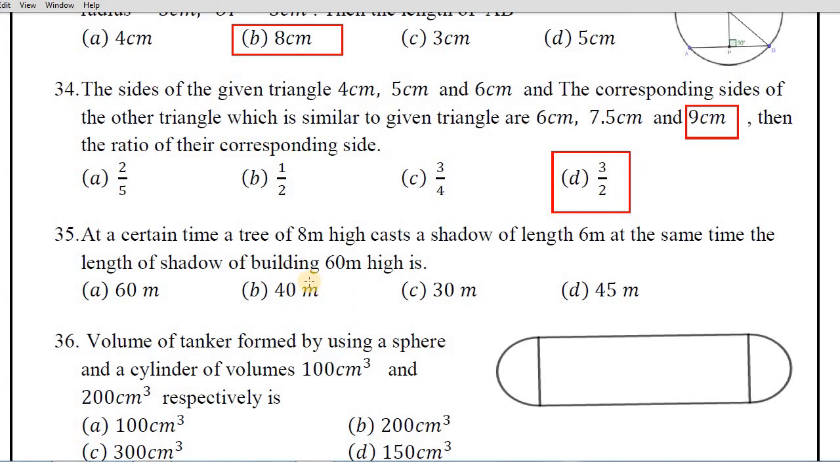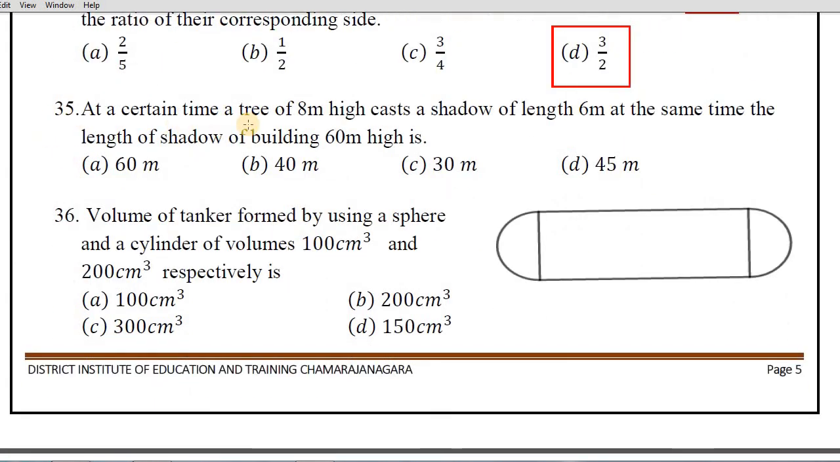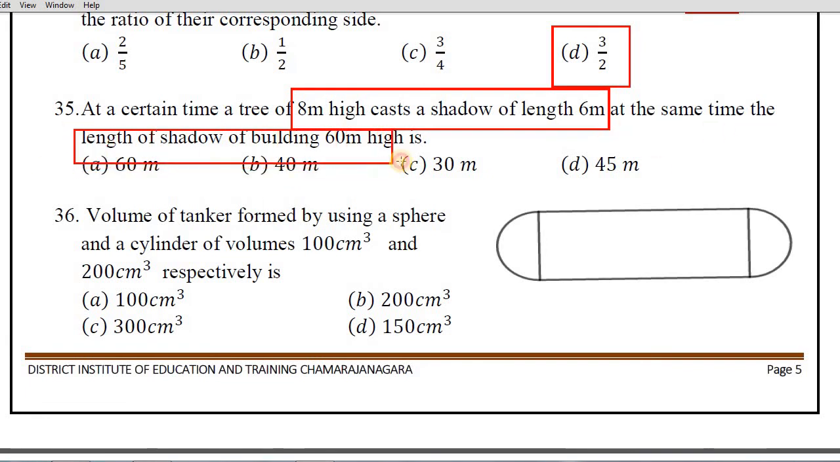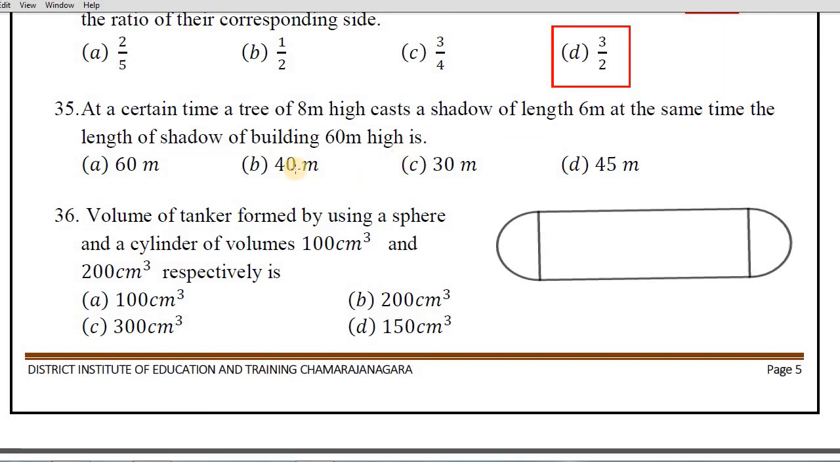Next, let us move on to another question. At a certain time, a tree of 8 meter height casts a shadow of length 6 meter. Height of the tree is 8 meter, its shadow is 6 meter. At the same time, the length of the shadow of the building is 60 meter. So use a suitable figure, children. Draw the suitable figure and use the BPT concept. So definitely you will get the answer, that is 40 meter.